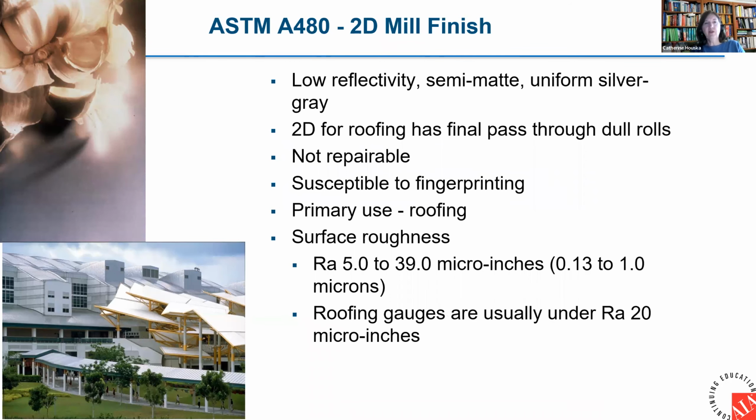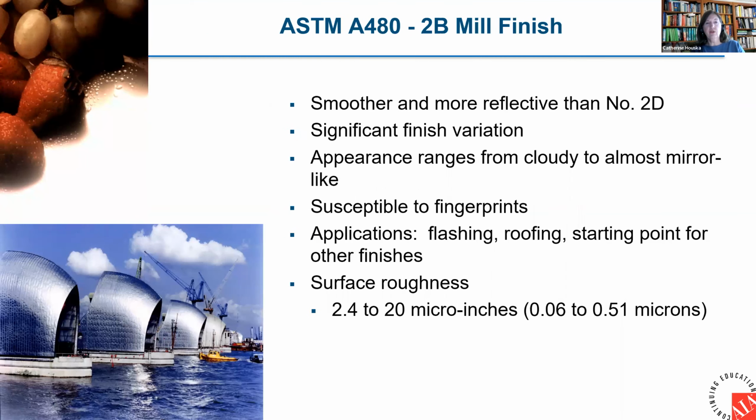I wanted to quickly go through a couple of the common ASTM A480 finishes. 2D, more common, used to be the standard finish for roofing. Now it's mainly something that you see on plate. It's basically a pickled and blasted finish.